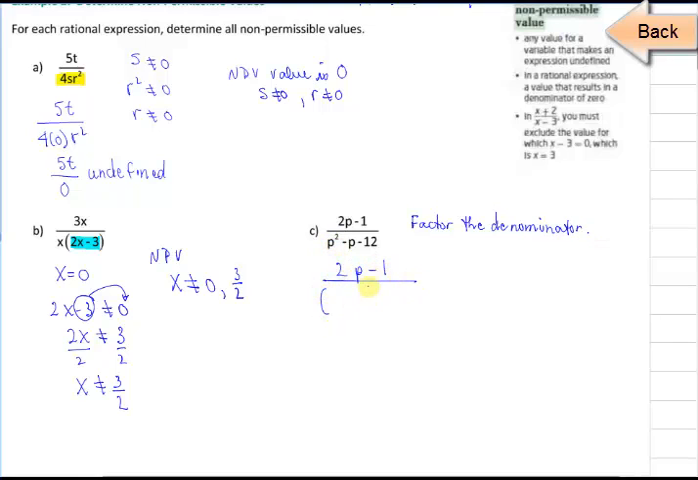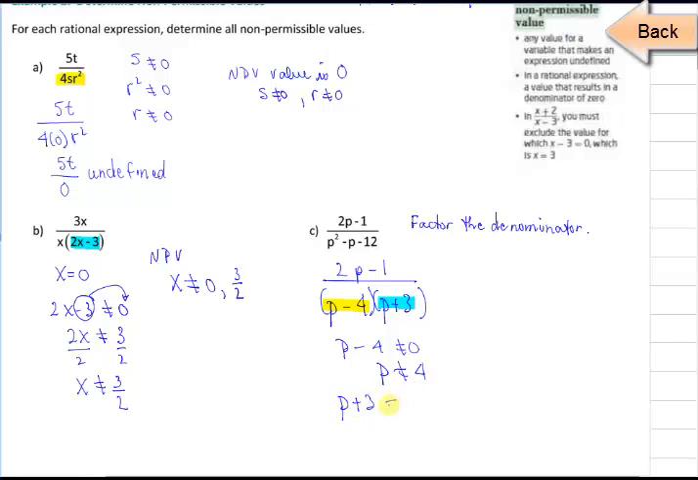In the denominator then, a trinomial will factor into two binomials. The square root of p squared is p, so we put a p in front of both brackets, and the factors of 12 that will give me a 1 are 4 and 3. I want to make sure that the 4 is negative and the 3 is positive. So I have two factors. One of them is p minus 4 and the other one is p plus 3. And so I'm going to find out where p is equal to 0. On the first one, p minus 4 can't be 0, so p cannot be equal to 4.